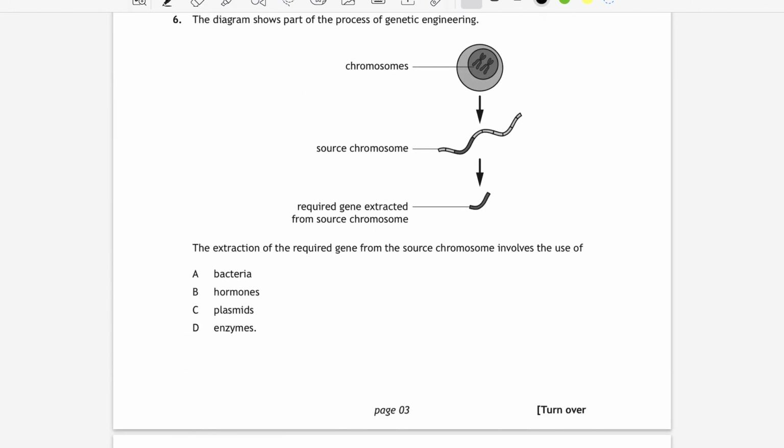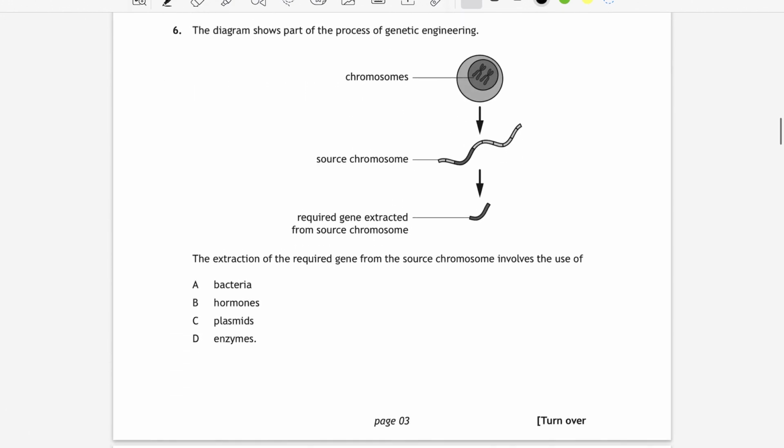Number 6. The diagram shows part of the process of genetic engineering. We've got the source chromosome and the required gene extracted from the source chromosome. The extraction of the required gene from the source chromosome involves the use of, and you can pause it right here to see how you get on. Okay, now that you've had a little pause, we're going to have a look through the answers.